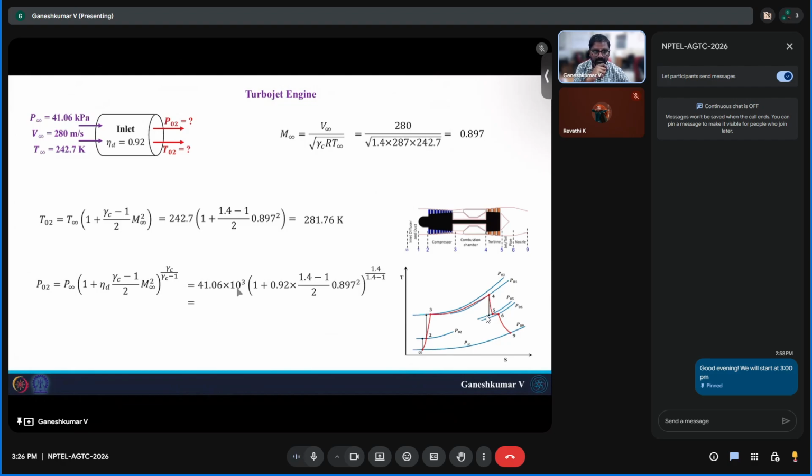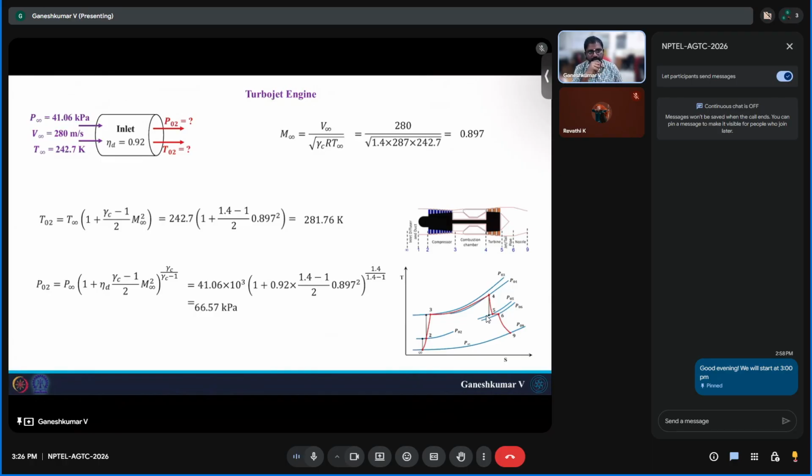kilopascal. So please mind the units here. You have to substitute 10 to the power 3 here whenever your pressure is in kilopascal. Typically we write in kilopascal, but when you substitute it, you have to substitute in pascals. And if you substitute M infinity and gamma, you would end up with something like 66.57 kilopascal. So this is your stagnation pressure at the exit of the inlet.